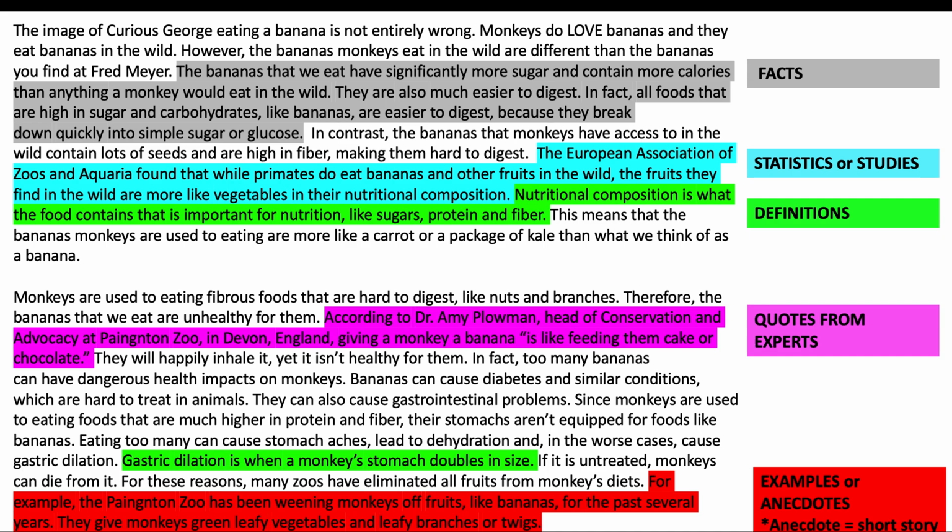Okay, let me just quickly remind you. We want to see at least 5 to 7 transition words and phrases. And then we want to see tons of different strategies like facts, statistics and studies, definitions, quotes from experts, and examples or anecdotes in whatever you turn in today. Okay, go get started. Really show us your best elaboration.